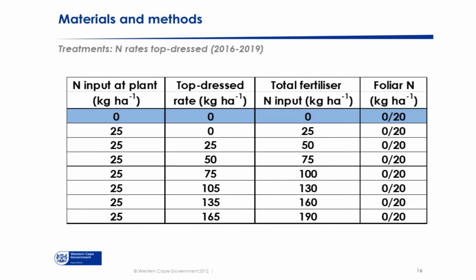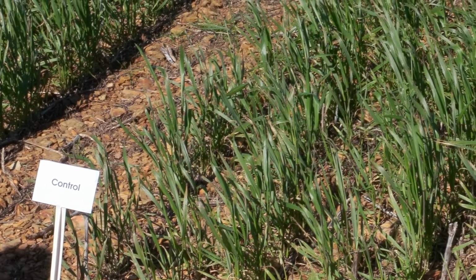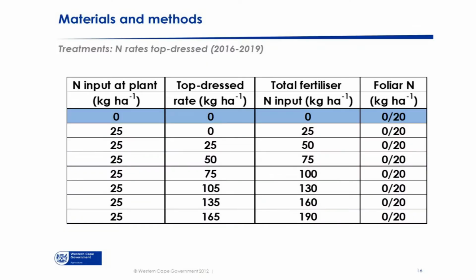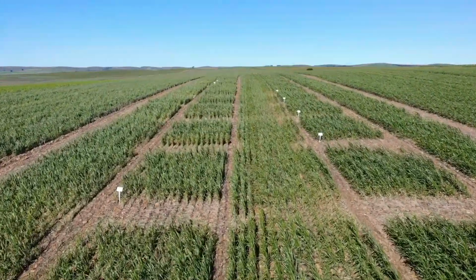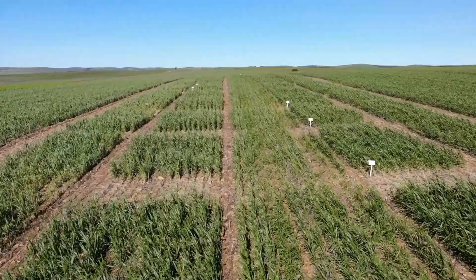So what we are doing is we've got a control where no nitrogen is applied at all right through the growing season, only a foliar application at flag leaf stage. And then the rest is where we apply 25 kilograms of nitrogen at plant, and then different rates of nitrogen top dress from 0 to 165, and then also either with or without the foliar application.